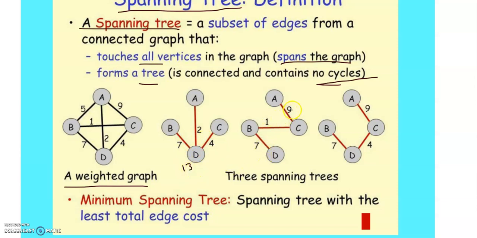7 plus 1 plus 9, 10, 17. Total weight, I am writing total weight. Now 9 plus 7, 16 plus 4, 20. This spanning tree having weight 13. This spanning tree having weight 17. This spanning tree having weight 20. Now all 3 are spanning trees.